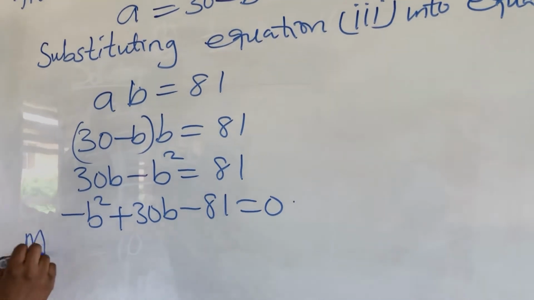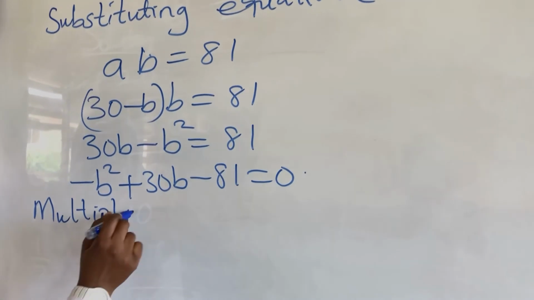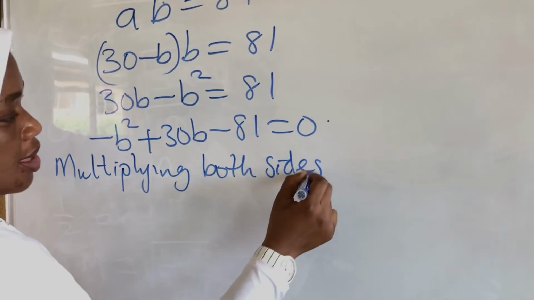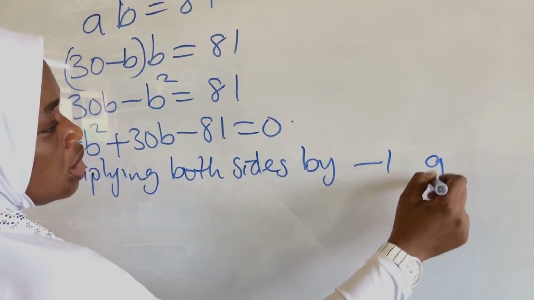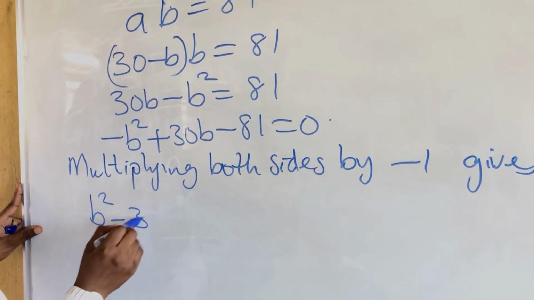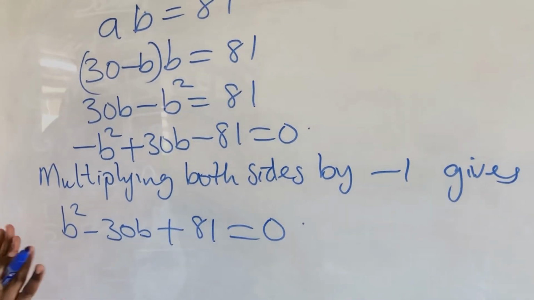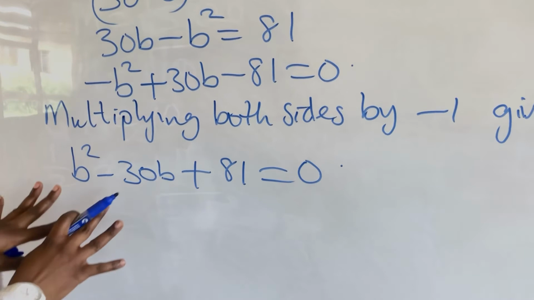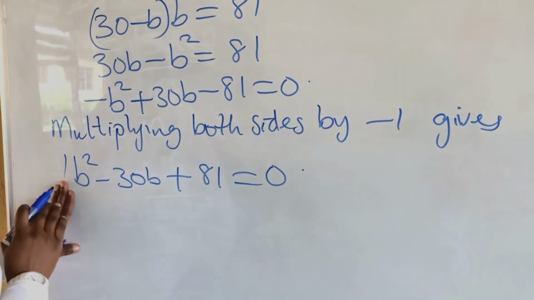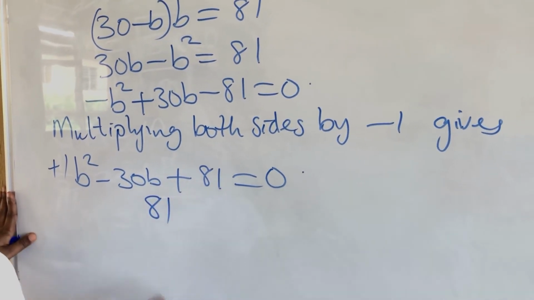So multiply both sides by minus 1. Multiplying both sides by minus 1 gives B squared minus 30B plus 81 is equal to 0. So quadratic equation. So we need to factorize it. Now, coefficient of B squared is 1, plus 1 multiplied by plus 81. So we have plus 81.